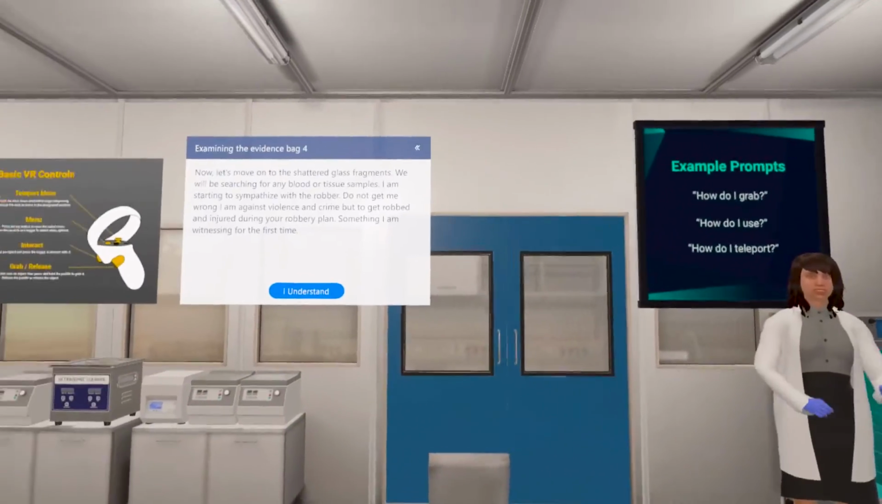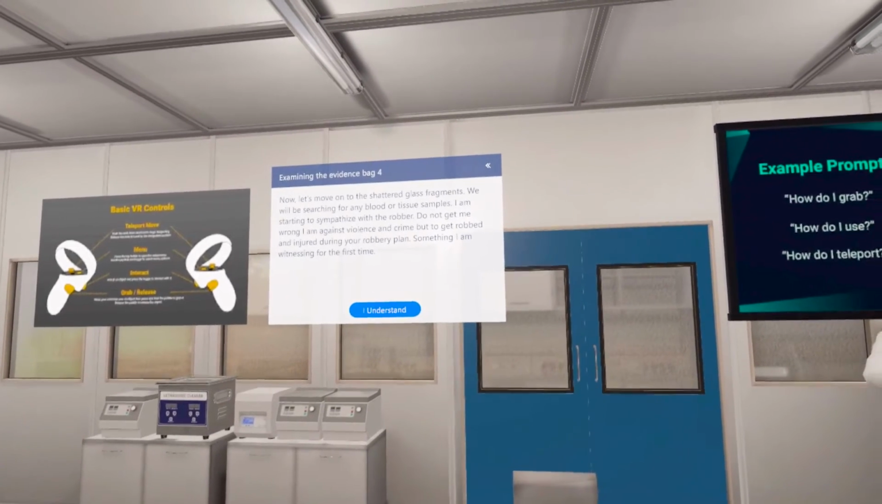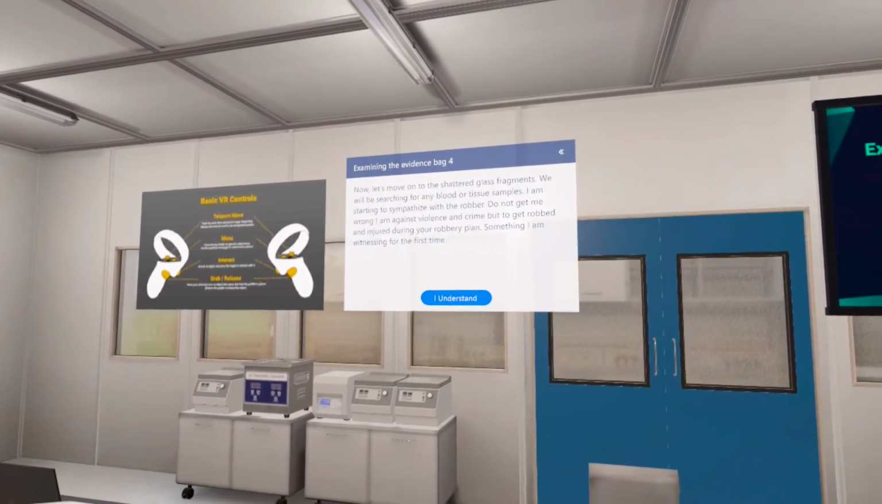Now, let us move on to the shattered glass fragments. We will be searching for any blood or tissue samples.